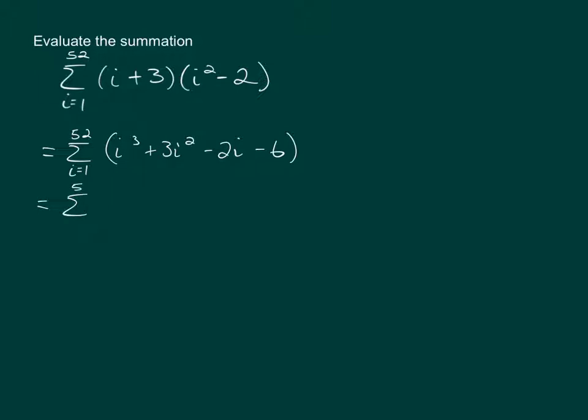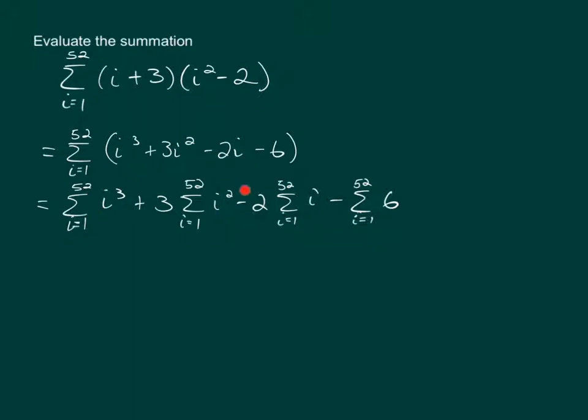The sum as i goes from 1 to 52 of i³ plus 3 times the sum of i² as i goes from 1 to 52, minus 2 times the sum of i as i goes from 1 to 52, minus the sum as i goes from 1 to 52 of 6. So inside the summations now, there are only i³, i², i, and a constant.